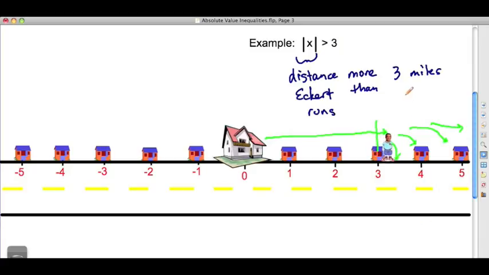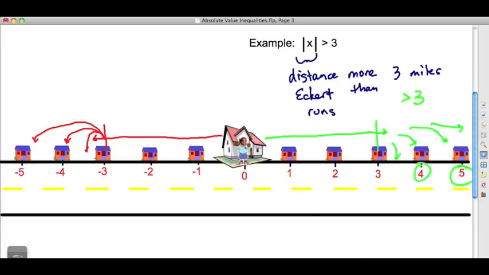So I am running greater than 3, because 4 is greater than 3, 5 is greater than 3, and so on and so on. Okay? But remember, that's not the only direction I can run. I can run this way. And I'm not going to stop here. I'm going to go past. So I might go to -3.5. I might go to -4. I might go to -5. I might go to -10. But I have to run more than 3 miles.